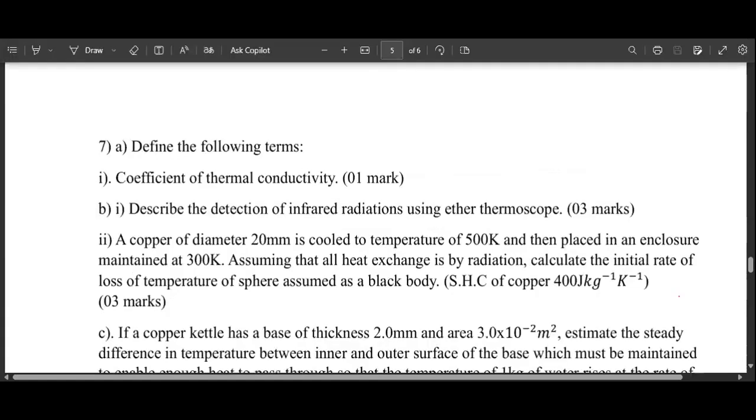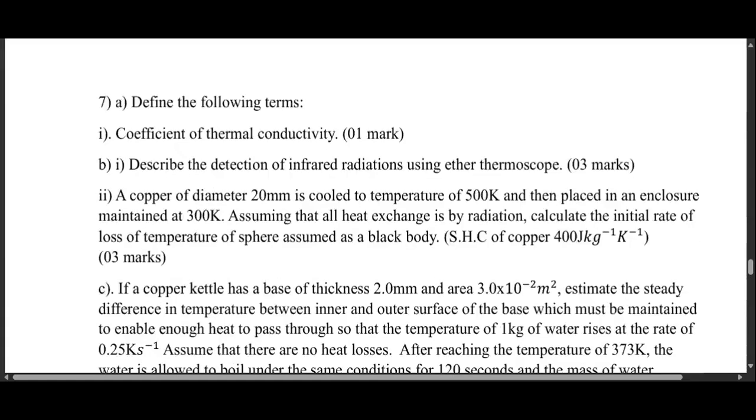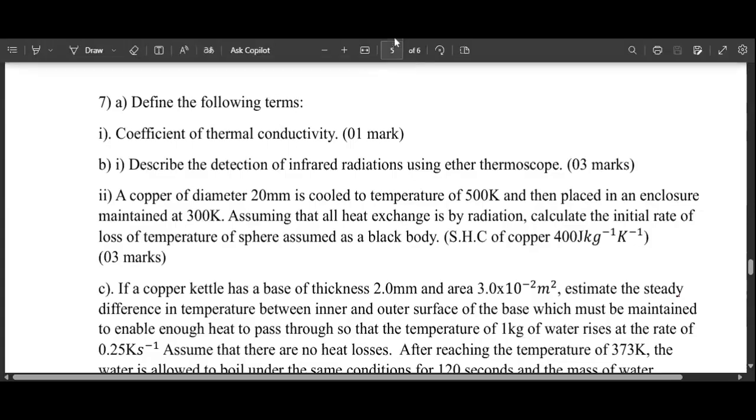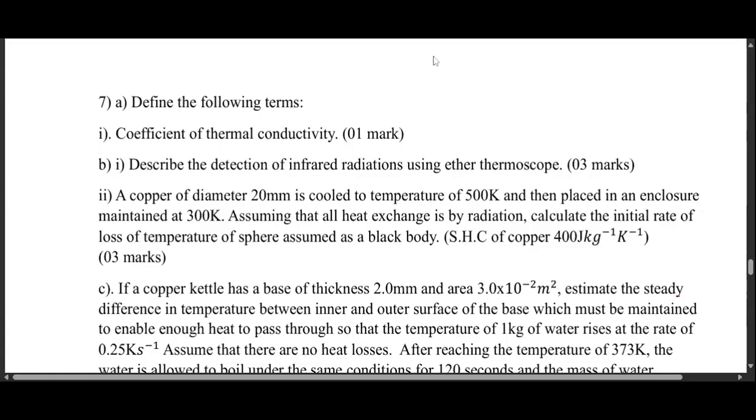Now, question 7, they are saying define the following terms: coefficient of thermoconductivity, describe the detection of infrared radiations using the ether thermoscope. Part 2. Let us begin with the definition. This is number 7. Now, number 7, the first part, they want us to give the definition of thermoconductivity.